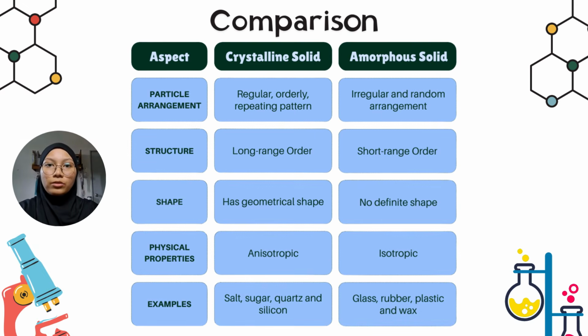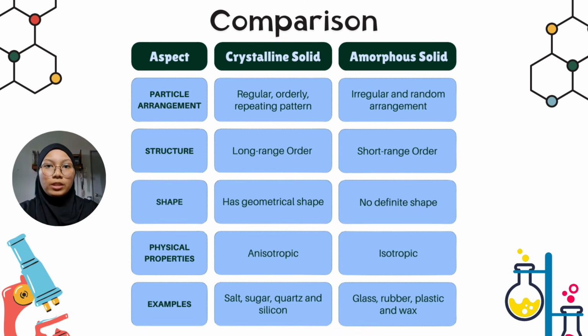Now, let's take a look at the comparison between crystalline and amorphous solids across several key aspects. First, for particle arrangement, crystalline solids have a regular, orderly, and repeating pattern, while amorphous solids have an irregular and random arrangement. Next, the structure. Crystals have a long-range order, while amorphous solids have short-range order.